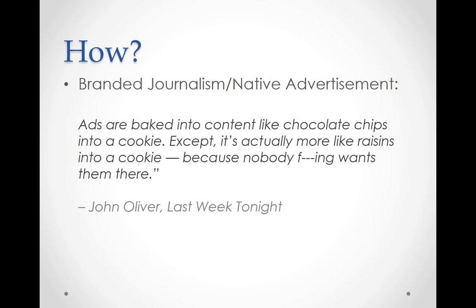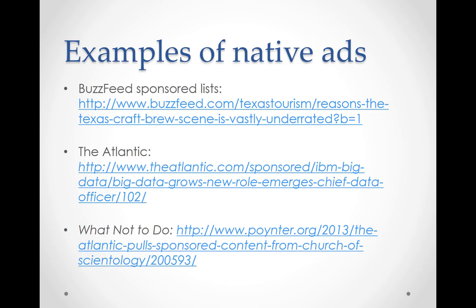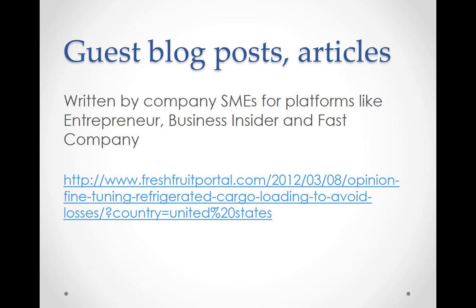So how do we do this? There are a number of different ways. One of them is called branded journalism, or a trend also known as native advertisements. These native advertisements appear next to news articles on news websites, and they provide good information without promoting the company. You can find examples of native ads at these links.